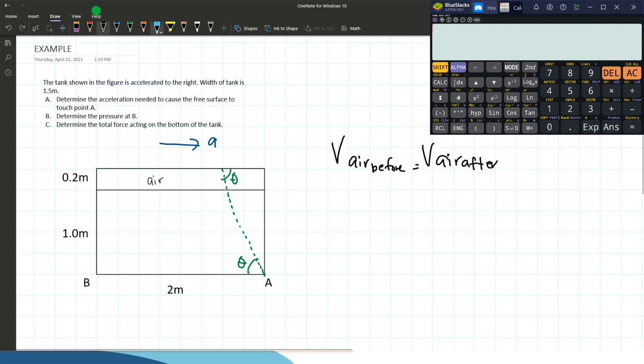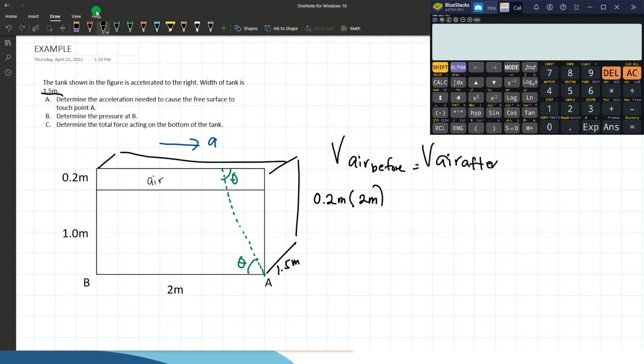The volume of air before is 0.2 by width 2 meters and the length. That's 1.5 meters width. This is 1.5 meters. If it is a rectangular prism, that has a width of 1.5 meters. So 1.5 meters. Volume of air after.